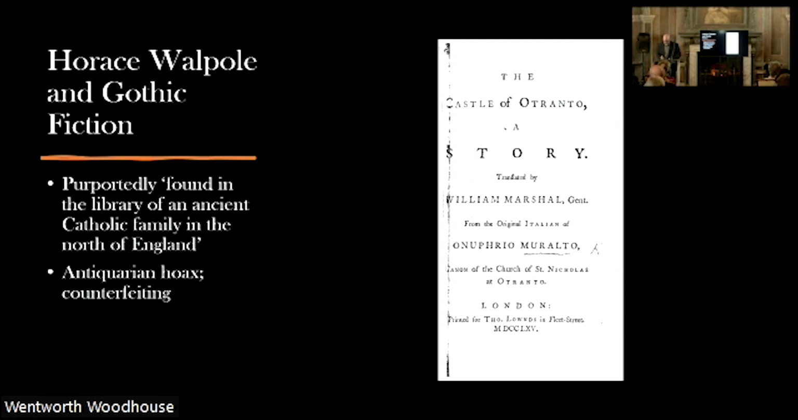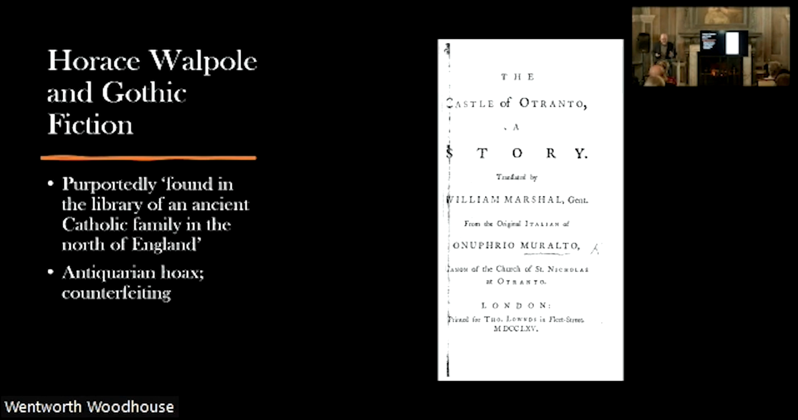An English translation, he said, of a medieval Italian document that had been printed in Naples in the black letter, or the Gothic script, there's the word, in 1529, and recently rediscovered, he said, in the library of a Catholic family, interesting, Catholic family in the north of England. So this is a hoax. He presents this as an antiquarian discovery of an old Italian document that was printed and then translated from the Italian and discovered in the library of an ancient Catholic family in the north of England.